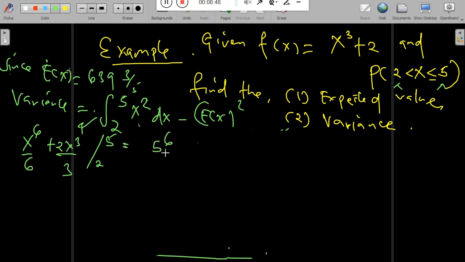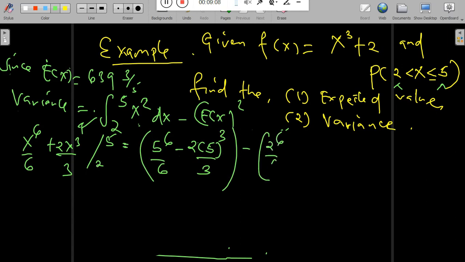So this will give 5 to the power of 6 over 6 plus 2 times 5 cubed over 3, then minus, we plug in 2 to the equation, which gives 2 to the power of 6 over 6 plus 2 times 2 cubed divided by 3. So let us subtract the two equations. Remember, we are finding the expectation of x squared, the integral for the certain limit, before we plug into the variance formula.